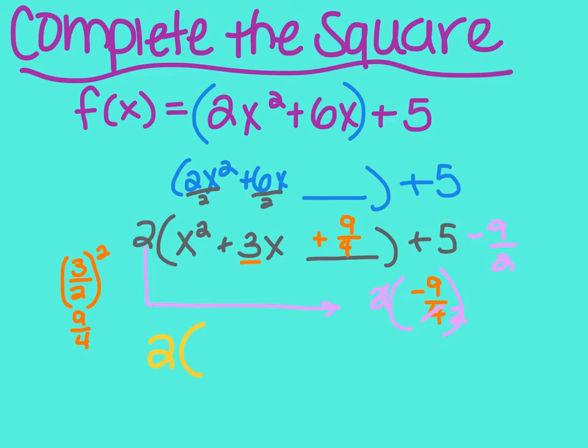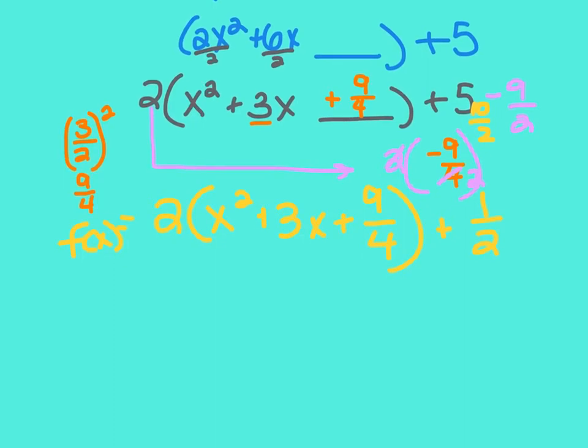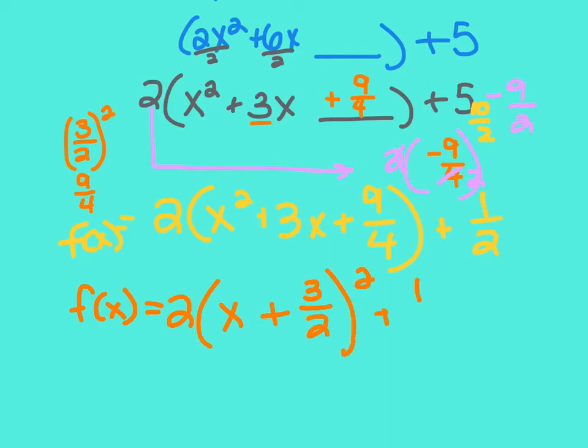This is now 2 times x squared plus 3x plus 9/4. And then 5 becomes 10 over 2. 10 over 2 minus 9 over 2 is 1/2. So now I'm here. And then the last thing you want to do is factor what's inside the parentheses. We've just made it a perfect square. The 2 stays on the front. The shortcut is square root the first term, square root the last term, take the sign from the middle, put it in the parentheses and square it, and don't forget your 1/2 at the end.